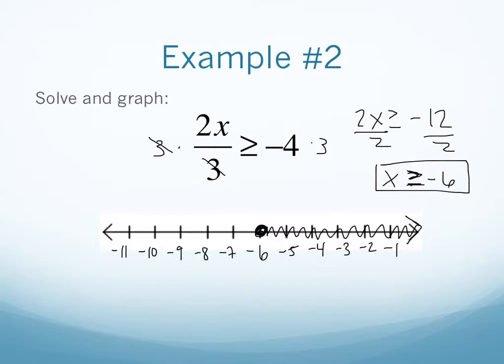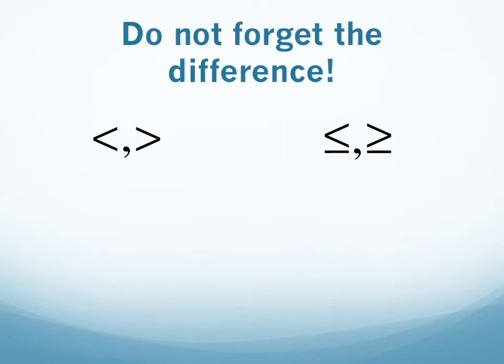So that was example number 2. Let's move on. Okay, so this is the difference that I just told you about. If we don't have an equal to sign, it's going to be an open circle. If we have an equal to sign, it's going to be a closed circle.